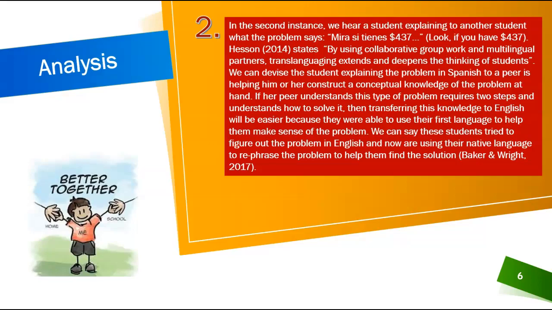We can surmise the student explaining the problem in Spanish to a peer is helping him or her construct a conceptual knowledge of the problem at hand. If her peer understands this type of problem requires 2 steps and understands how to solve it, then transferring this knowledge to English will be easier because they were able to use their first language to help them make sense of the problem. We can say these students tried to figure out the problem in English and now are using their native language to rephrase the problem to help them find the solution.